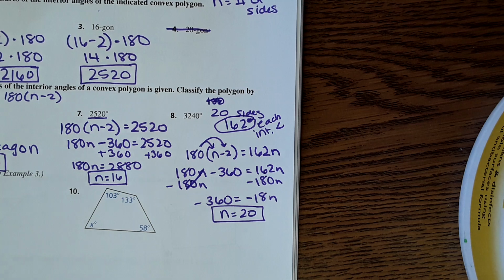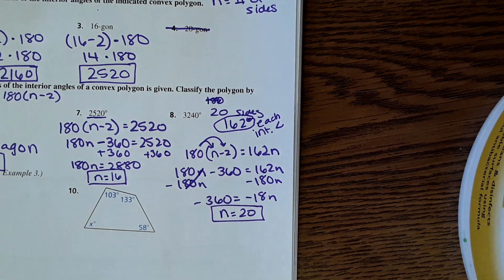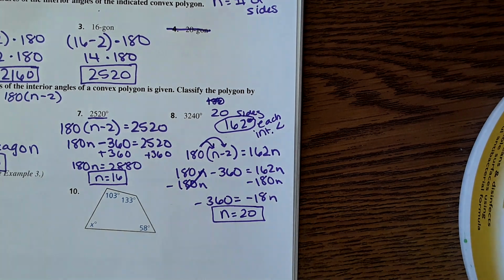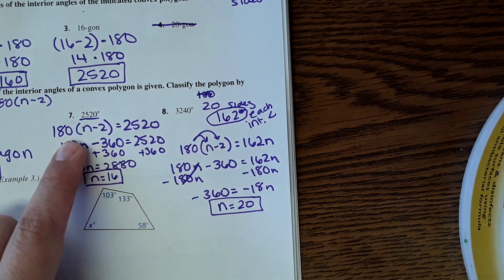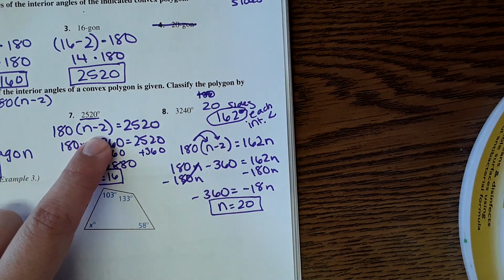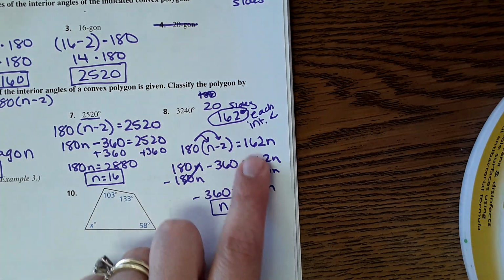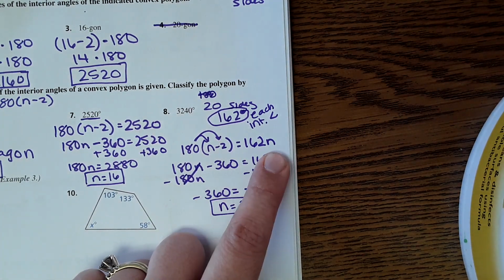Okay, next. So again, if they give you the sum of all the interior angles, you just set it equal to 180 times n minus 2. If they give you each individual angle, then you just set it up like this.